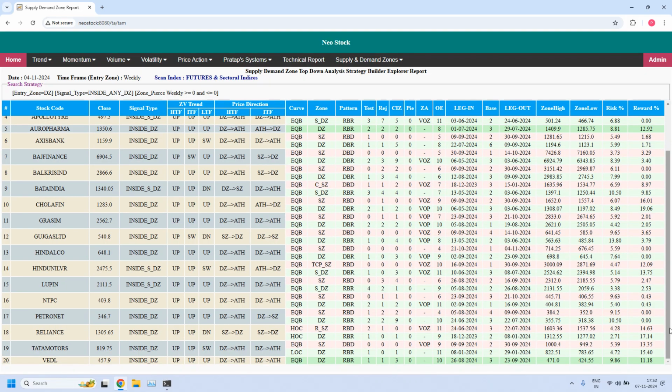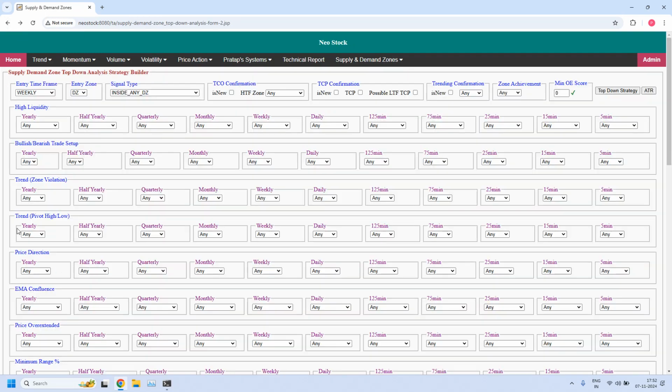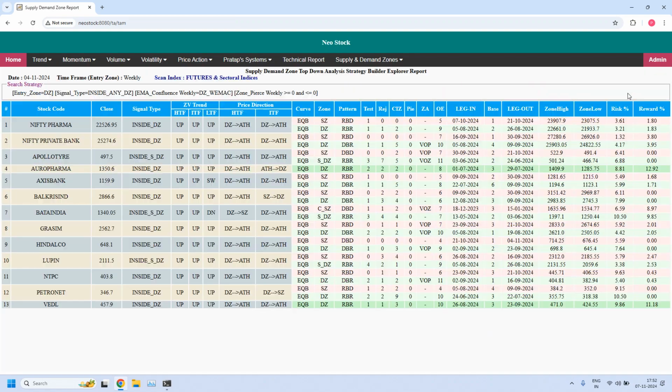Out of these 20, how many are having EMA Confluence? So in the EMA Confluence, weekly time frame, weekly demand zone with weekly EMA filter is enabled. 13 stocks are filtered. So in this, any sideways related zones, ignore them.